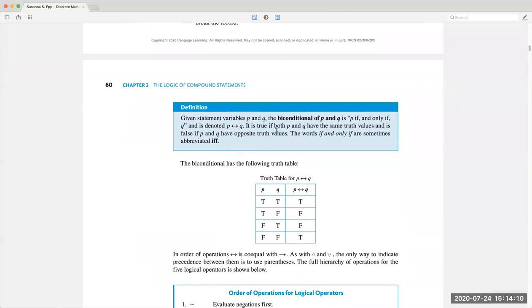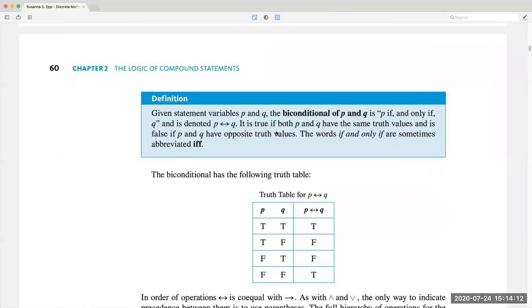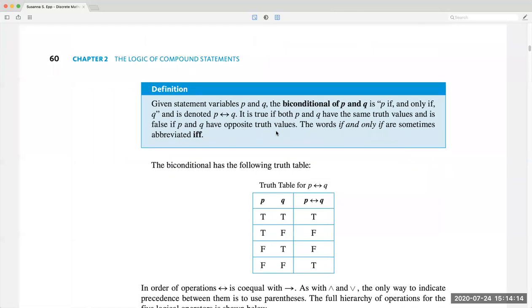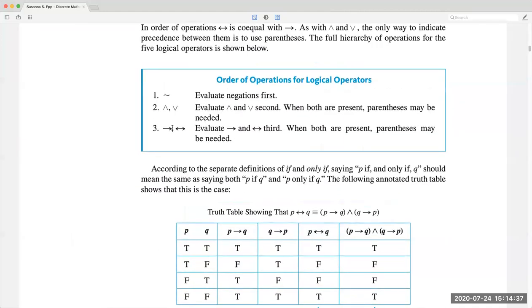Then for biconditional, biconditional actually is quite similar to equivalent. So if P and Q have the same truth value, then this statement is true. Okay? If they have different truth values, then this statement is false. But it may not be quite useful.